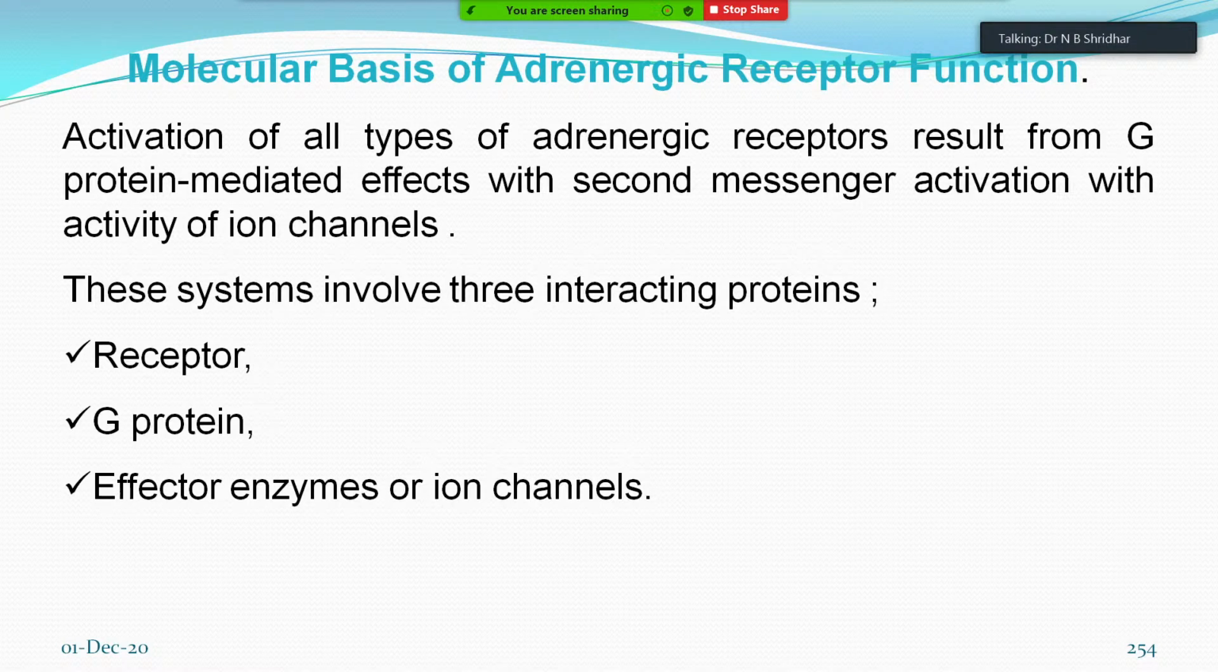The number one is the receptor, which needs to be bound with the neurotransmitter, especially in case of the adrenergic system, adrenaline or noradrenaline, epinephrine or norepinephrine. So it needs to bind with the receptor, then G proteins will be either activated or inhibited depending upon the type of the tissue, and effector enzymes or ion channels are activated. Ultimately, the action is initiated.